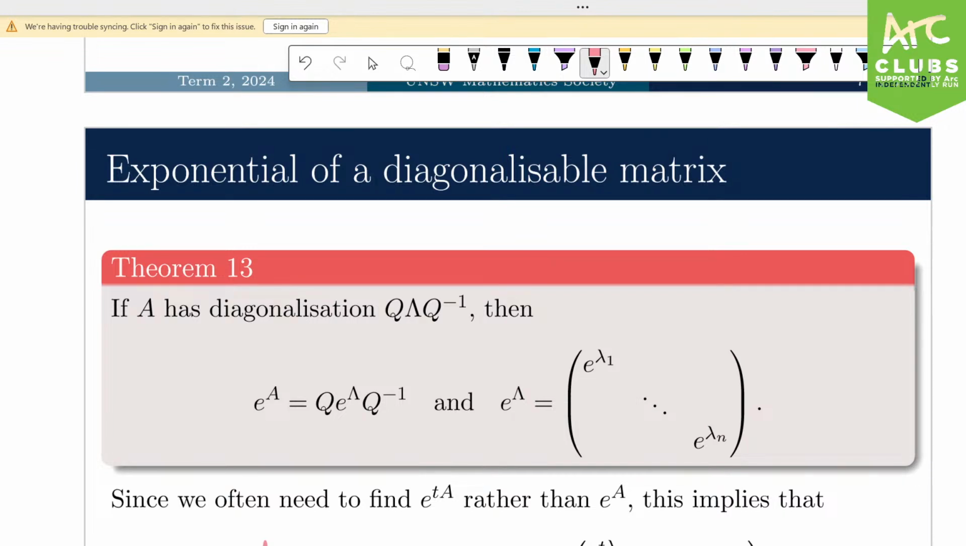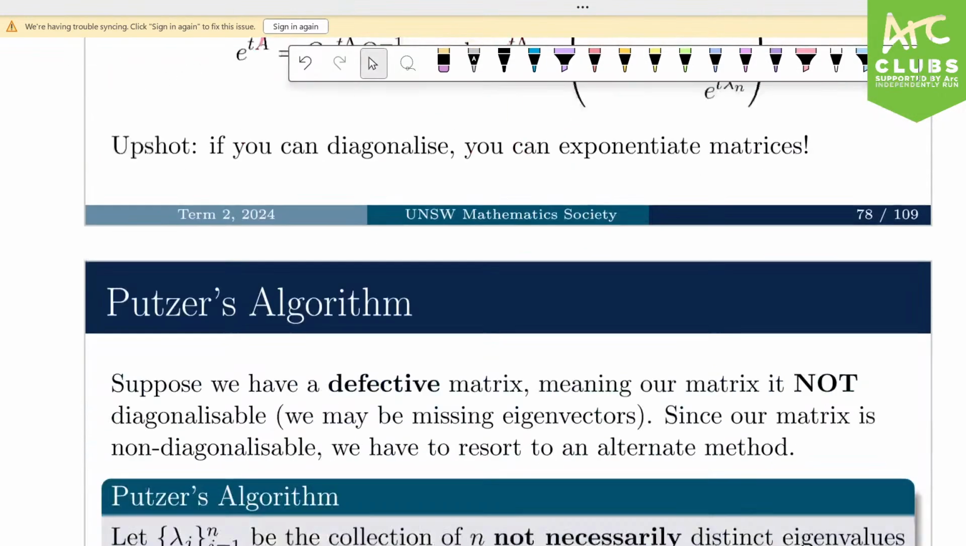And then it follows from this that we just throw a t in front of all of the lambdas, and we've got this really cool exponential matrix. The real upshot of this is if you can diagonalize, you can exponentiate matrices. If you can exponentiate matrices, you can solve differential equations.